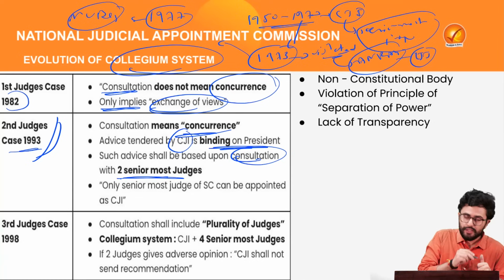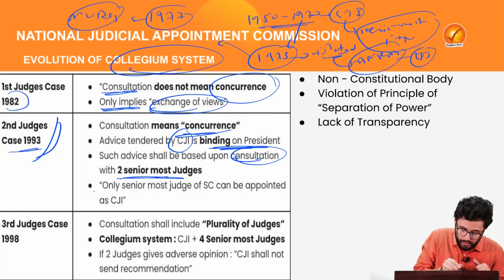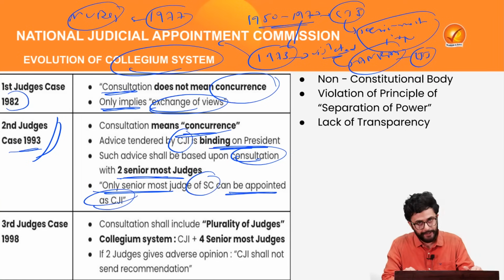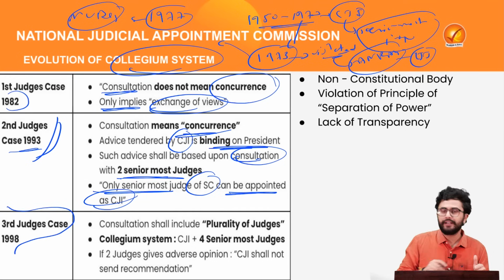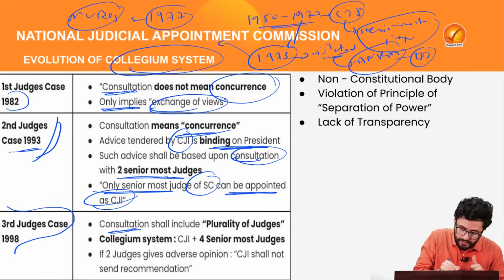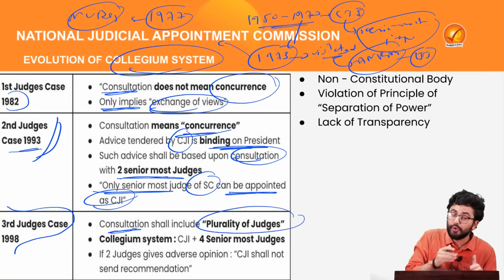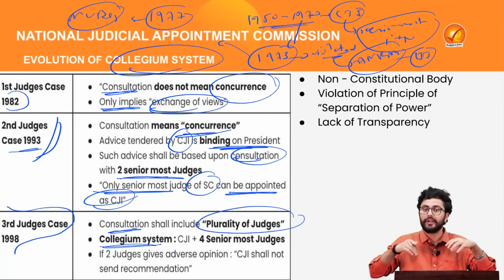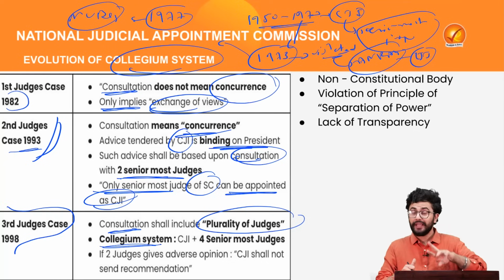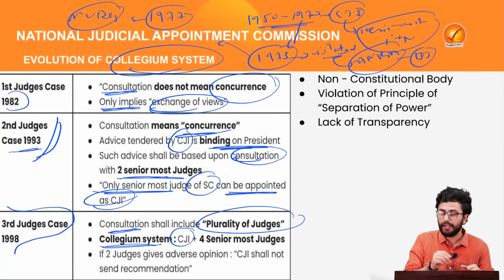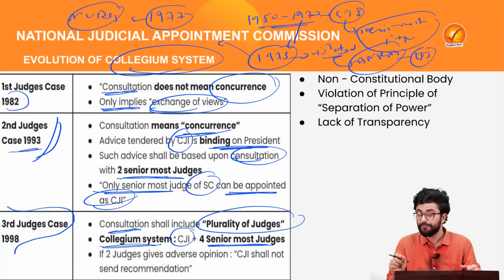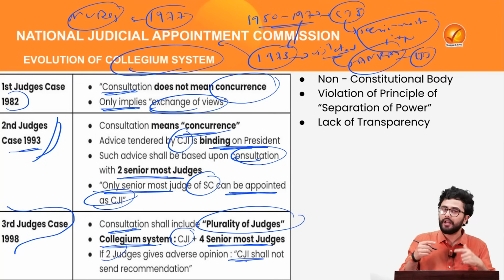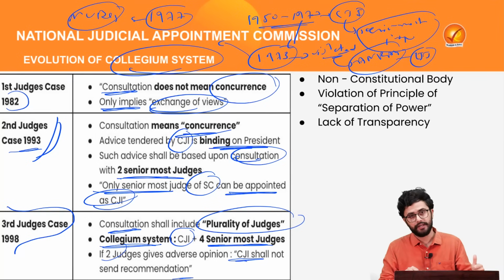But in the second judge's case of 1993, the Supreme Court held that only the senior most judge of the Supreme Court will now be appointed as the Chief Justice of India. Then in the third judge's case of 1998, the Supreme Court held that the consultation shall include the plurality of judges, leading to the formation of a collegium system where the appointment of judges will be based upon the recommendation of the Chief Justice of India and four senior most judges. Even if two judges give an adverse opinion, the CJI shall not send the recommendation to the President.